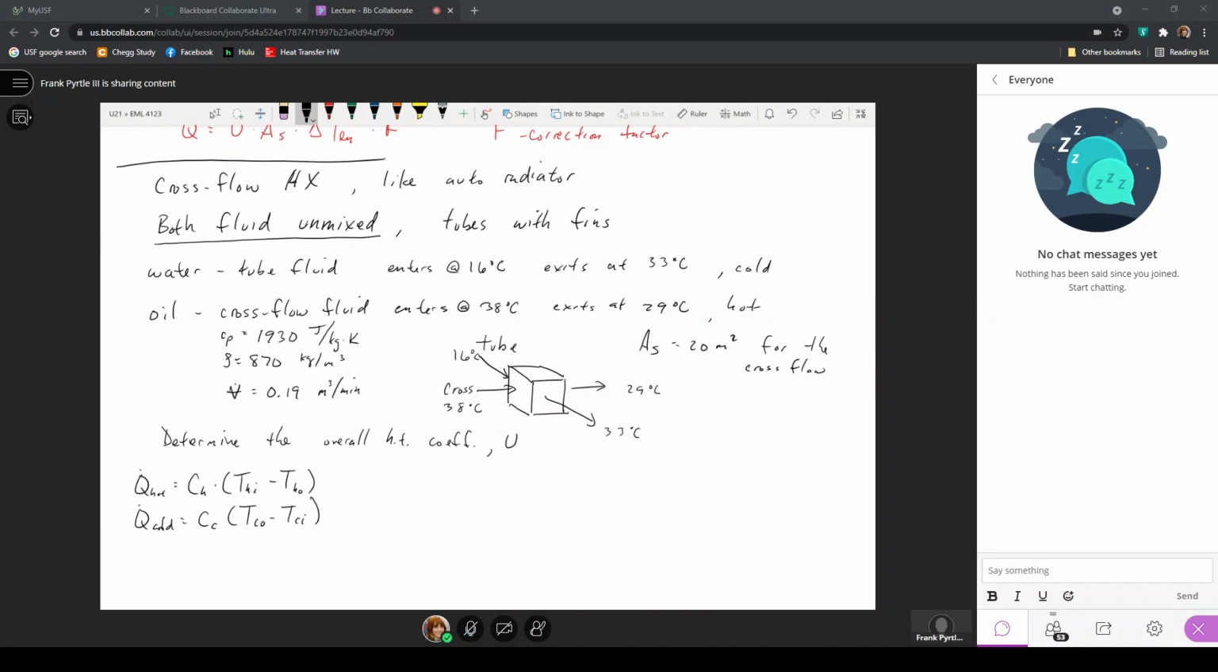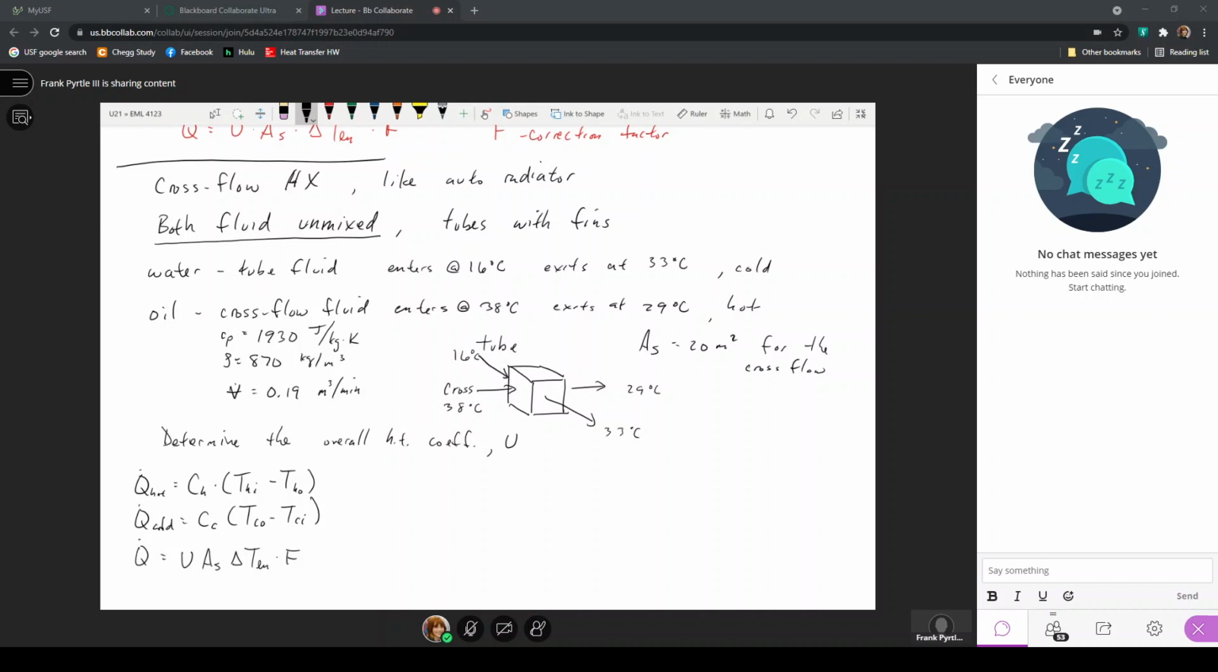Because these two heat transfer rates are also going to be equal to the heat transfer rate that is exchanged between the two fluids. And since this is a cross-flow heat exchanger, this would be the overall heat transfer coefficient times the surface area times the log mean temperature difference times its correction factor. Because it's a cross-flow heat exchanger, that heat exchange requires that we calculate the correction factor for a cross-flow heat exchanger where both fluids are unmixed. Now, we have the inlet and outlet temperatures for both the hot fluid and the cold fluid.